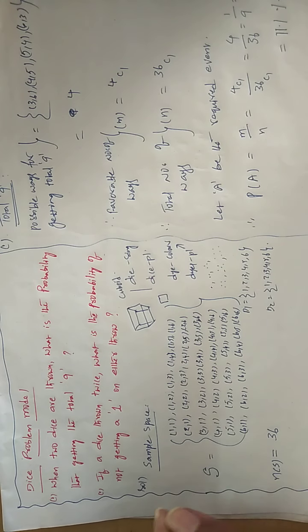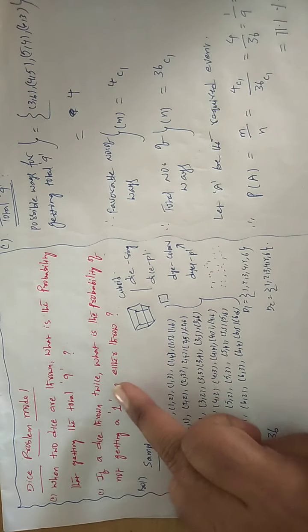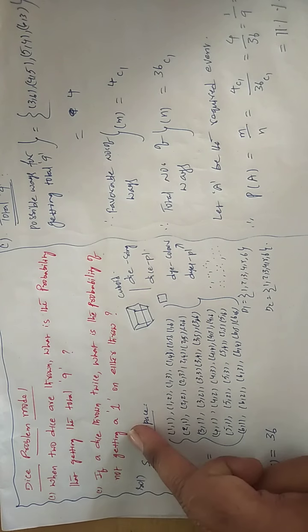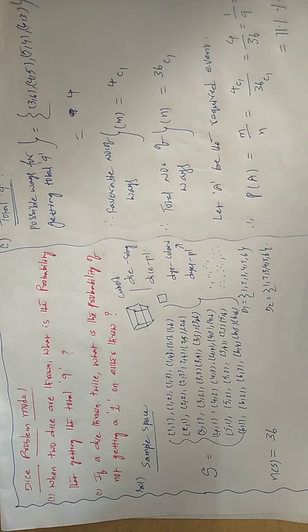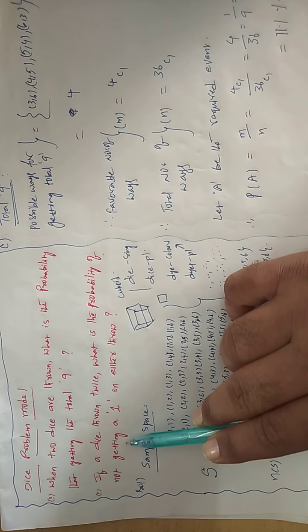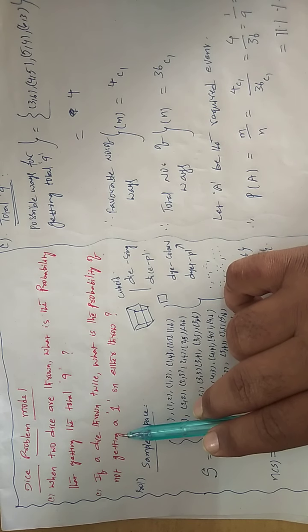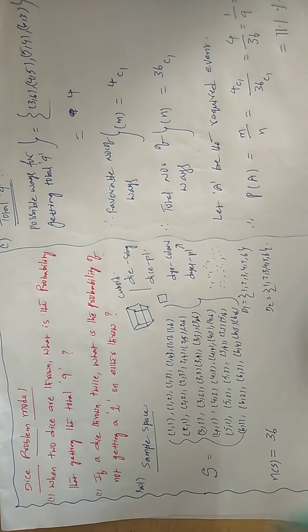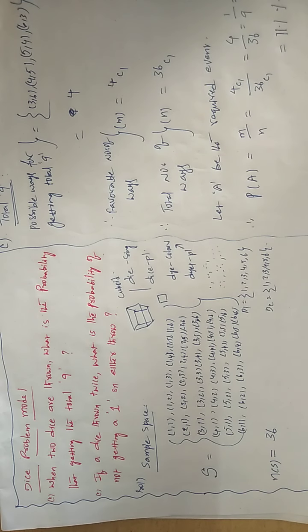Now the condition is a little bit changed. Very carefully observe. If a dice is thrown twice, what is the probability of not getting one on either throw? Very important. Here the required answer is not the direct probability. You are going to calculate it in an indirect way. He is asking for the probability of not getting one on either throw. The question is very important here.